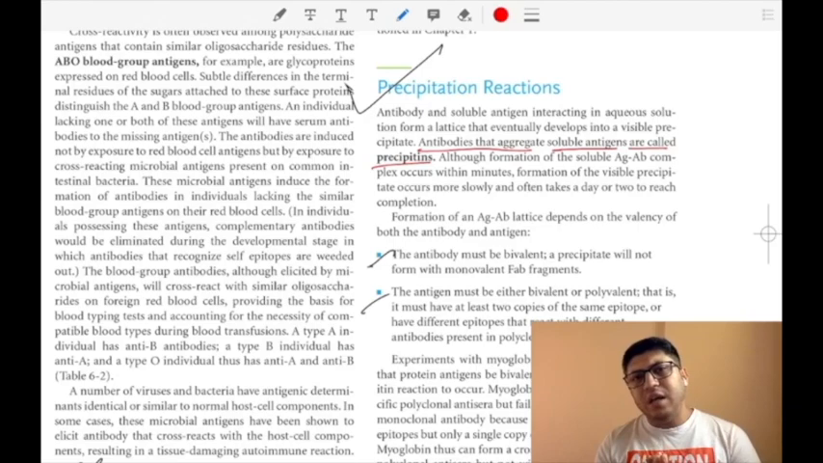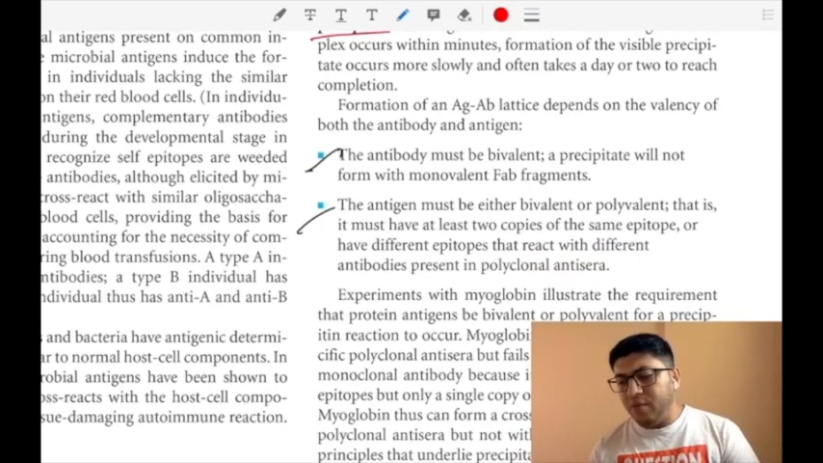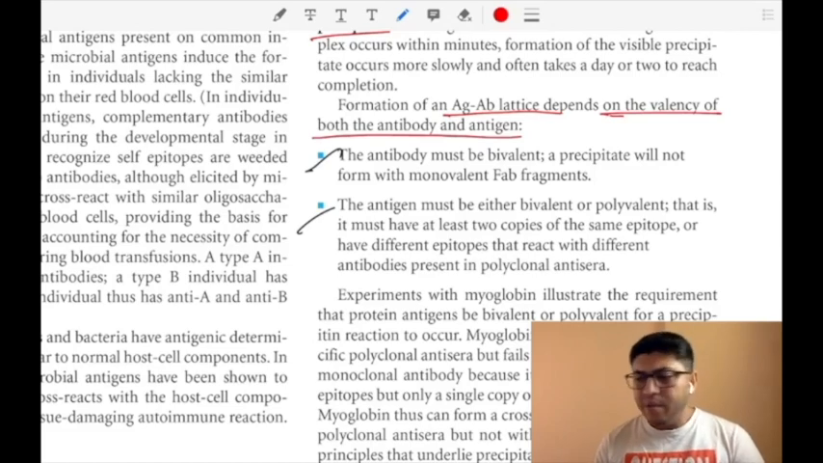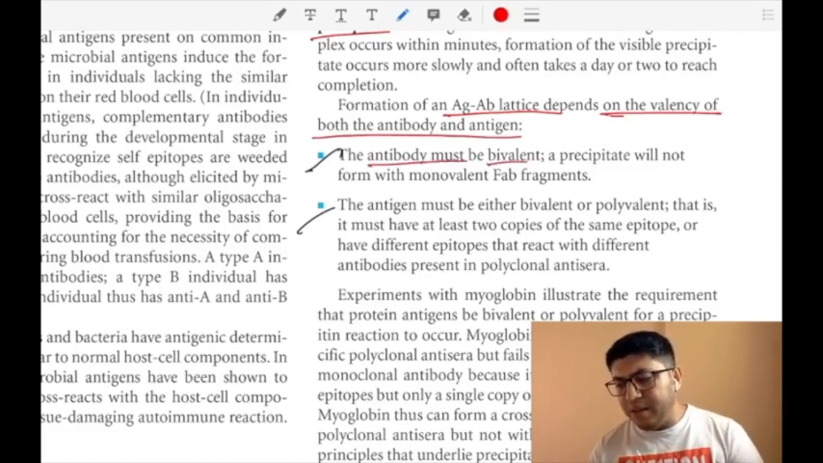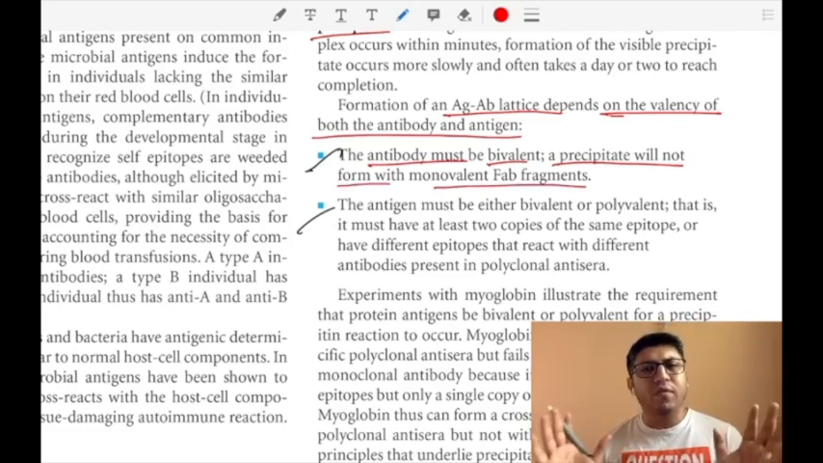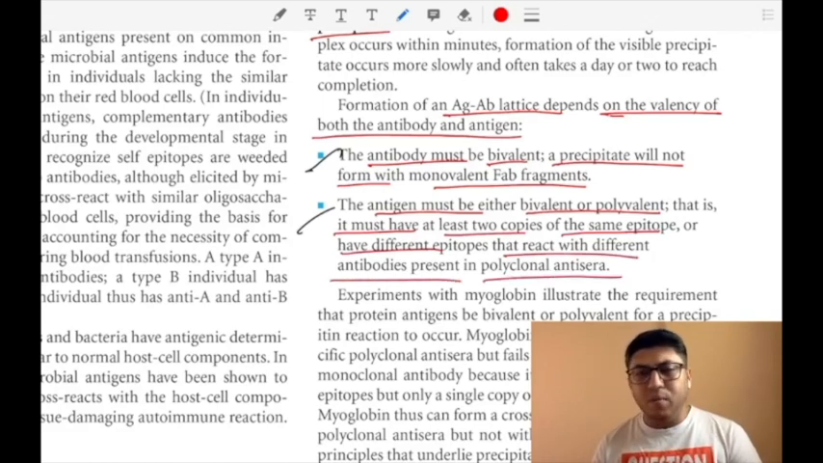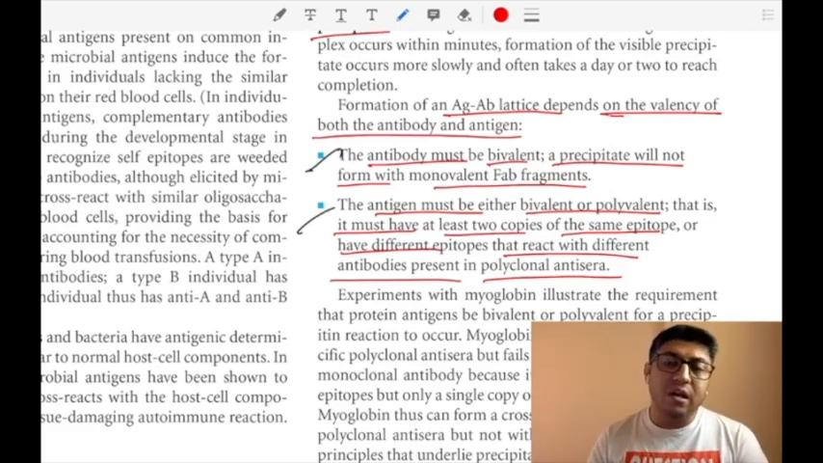Now for the precipitation, 1:1 interaction is much more preferable. Here you can see that the formation of antigen antibody lattice depends on the valency of both the antibody and the antigen. The antibody must be bivalent, precipitate will not form with monovalent FAB fragment, bivalent অর্থাৎ দুটো FAB fragment, দুটো বাইন্ডিং পকেট থাকতে হবে। Antigen must be either bivalent or polyvalent, that is, it must have at least two copies of the same epitope or have different epitopes that react with different antibodies present in the polyclonal antisera. তার মানে more than one epitope থাকতে পারে, but that can be recognized by different antibody molecules.